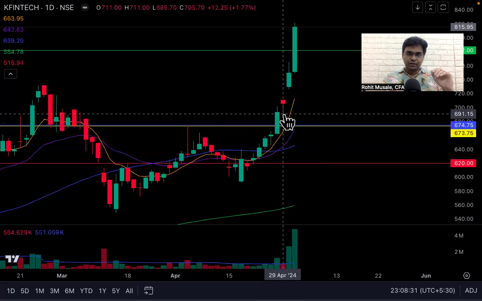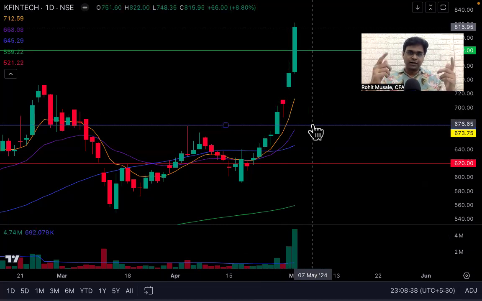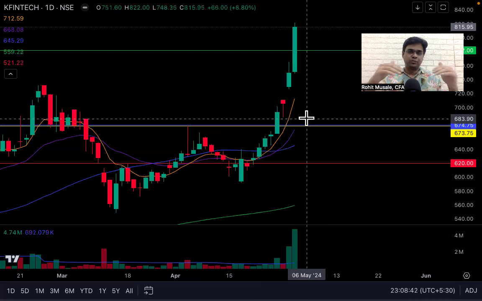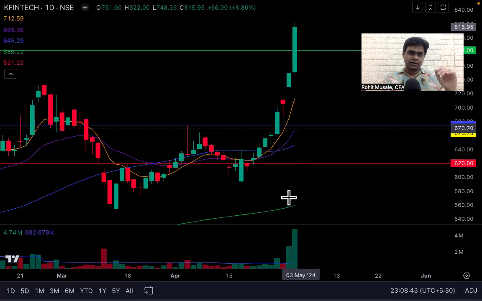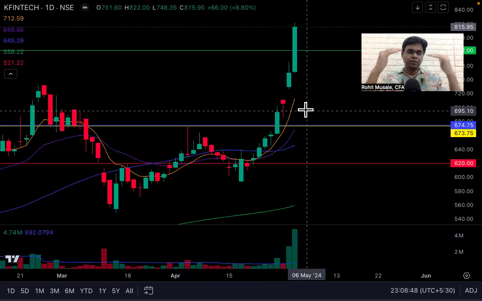Next day, the stock goes up even further. Although it's a red candle, if you closely observe, it's a bullish candle because it has a lower shadow. The longer the lower shadow, the more bullish it is. There was not much volume here, but since the price closed above the previous day close and above the previous day high, I said, okay, this is still bullish. There is no reason to sell.